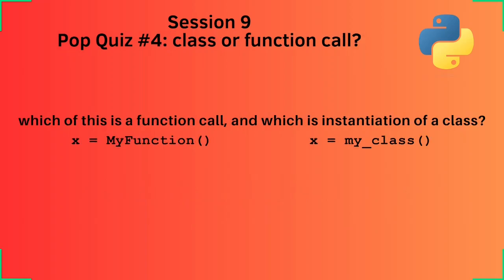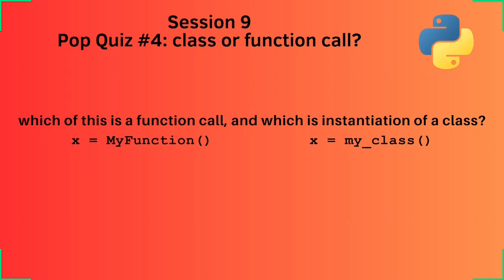Here we have to identify which one is a function call and which one is an instantiation of a class, or where I'm trying to create a new object versus where I'm calling a function. To me, they look the same. Anybody else? Oh, wait, with the x, my function. Okay, this is my function. It's class, I think.